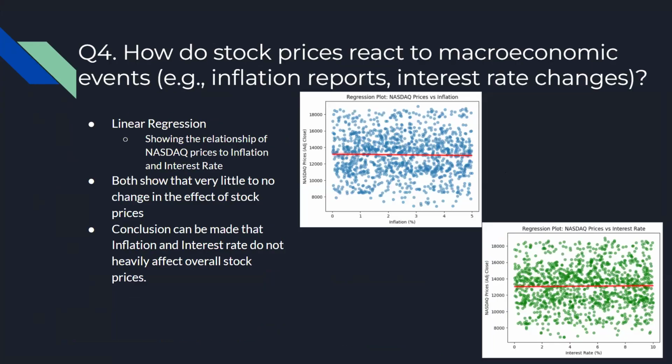Okay, so question 4, we're asking, how do stock prices react to macroeconomic events such as inflation and interest rates? So to get an idea of how exactly inflation and interest rate individually affect the prices, I created a linear regression model, and as you can see from the graphs, there's not much that can be determined based off of the interest rate and the inflation rate.